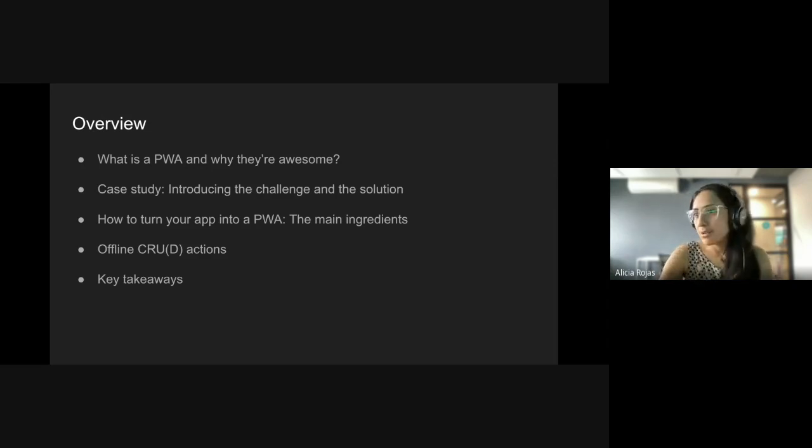So, as a quick overview of this presentation, I'm gonna define first what is a PWA and why I think they're awesome. Then I'm gonna briefly cover the case study. And then I'm going to explain the main two assets that are required to turn your Rails application into a progressive web app. And then the main substance of this presentation, which is how to perform offline create, read, update, and delete, quote unquote, actions. And finally, some key takeaways.